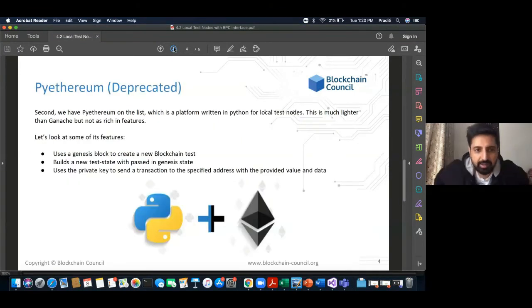Then we have Ethereum, which is now deprecated. So this was a platform written in Python, and that's the reason why it was named Ethereum. This was lighter than Ganache, but it wasn't having those features that we require to build Ethereum decentralized applications. It used a Genesis block to create a new blockchain testnet. It builds a new test state with paths in the Genesis state and uses a private key to send a transaction to the specified address with the provided value and data. But now we don't use this. We only use Ganache. Right?